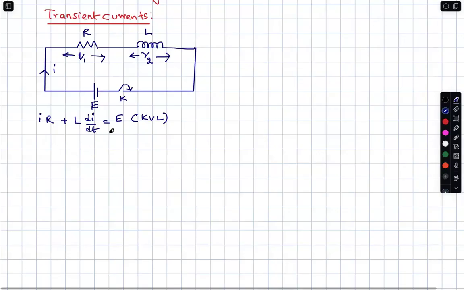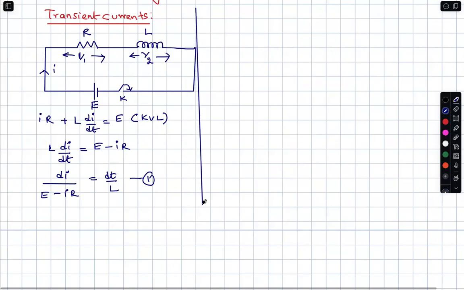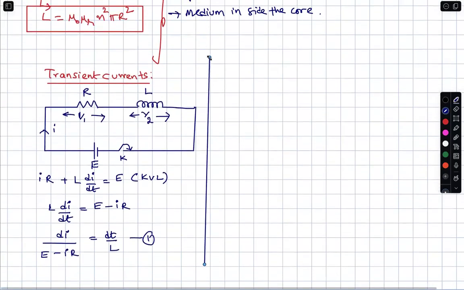Now, by the way, in this situation, you will have E minus IR. You can write this as, okay, this is what we have. Let this be equation 1. Now you take equation 1 and try to do the integration part.